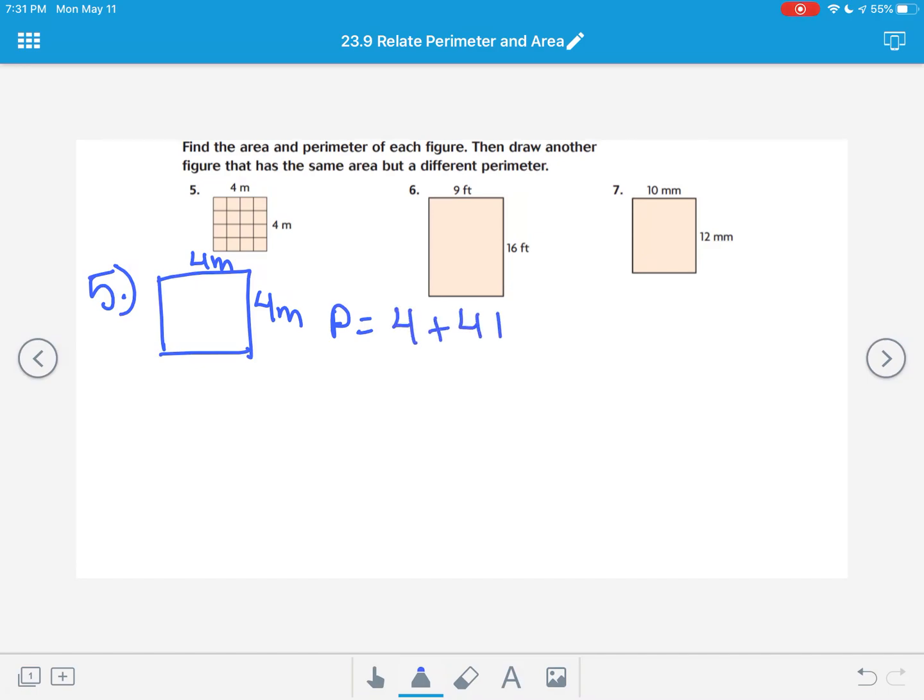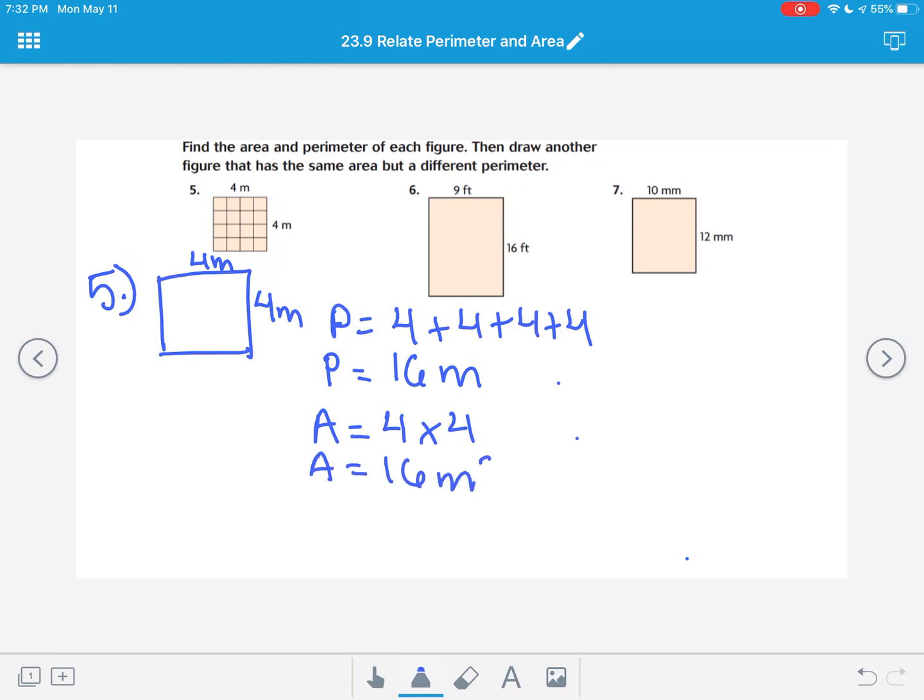The perimeter here would be 4 plus 4 plus 4 plus 4 all the way around. All sides are equal to 4 meters. The perimeter equals 16 meters. The area for this square would be 4 times 4, the width times the height. The area is equal to 16 meters squared. So now I need to design another shape that has the same area but a different perimeter.